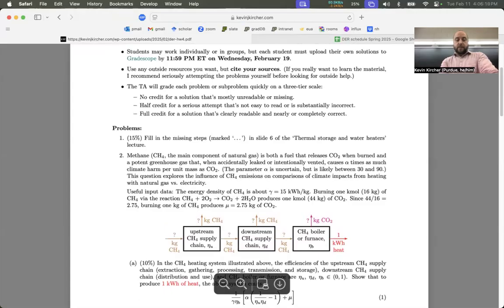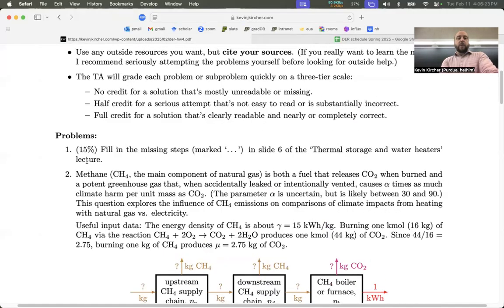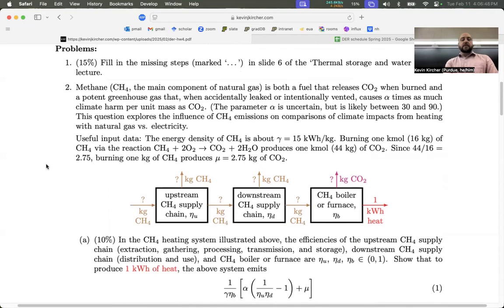So let me zoom in a bit. Okay, so problem one is the pencil and paper thing. Basically, I skipped some steps in one of the derivations of the governing equations for a thermal storage system. And I will present that model on Thursday of this week. So there's just some blank stuff that you will fill in. So it's, I think, 5 or 6 missing steps of math. Not too hard, hopefully.